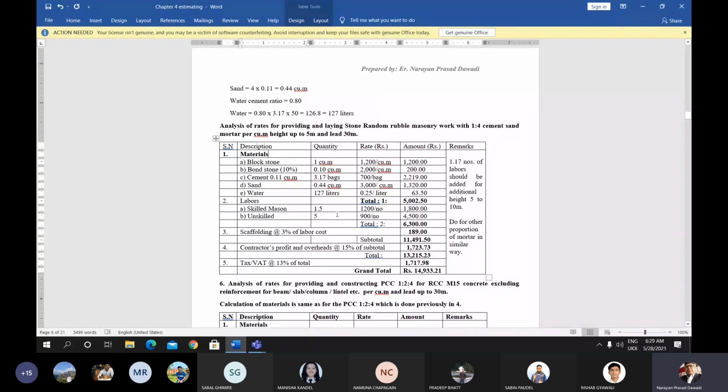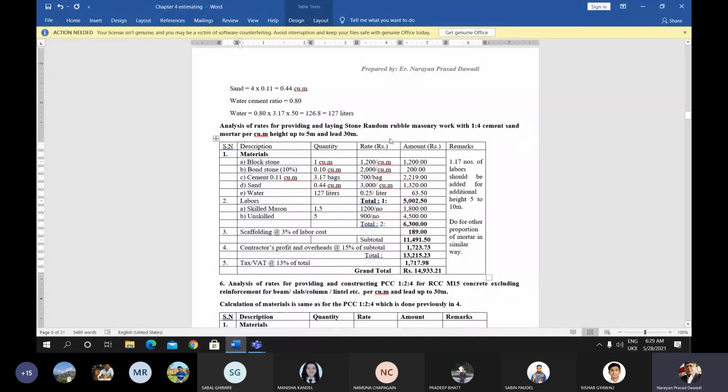These are the numbers you have to remember. For the skilled manpower we keep the rate at 1200 per number per day, and the unskilled manpower at 900 per number, which gives the total labor cost as 6300 rupees. Now, for the masonry work you also need scaffolding. The cost for erecting the scaffolding is 3% of labor cost. That is 0.03 into 6300, you will get the value of 189 rupees.